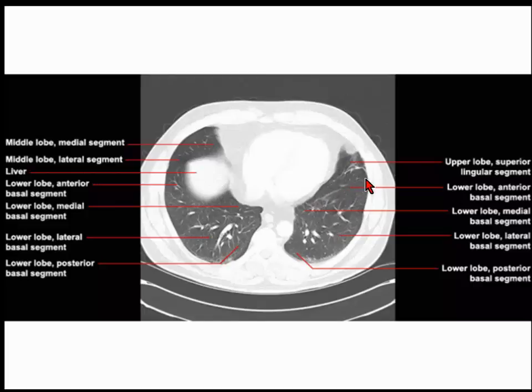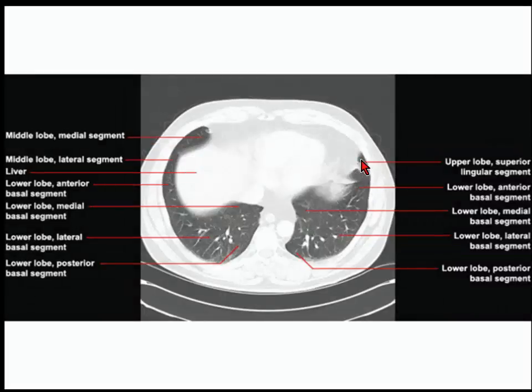So the fissure would be here, and that's the lingular going through. So again, lingular, just the tip. This basically reflects the lingular, this reflects the medial, and then the rest is the lower lobe.